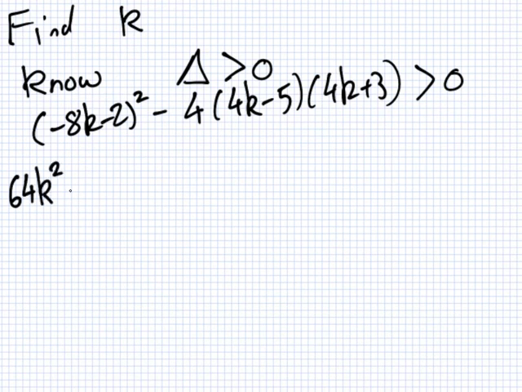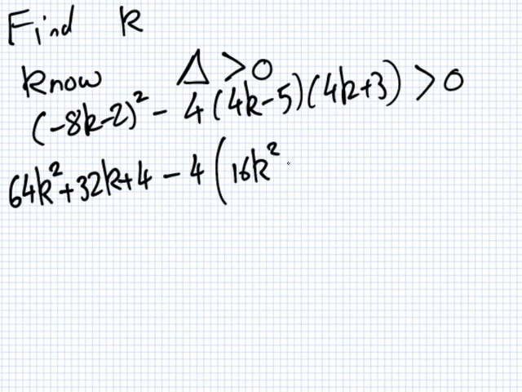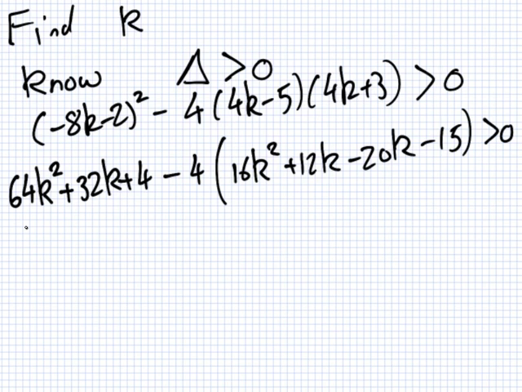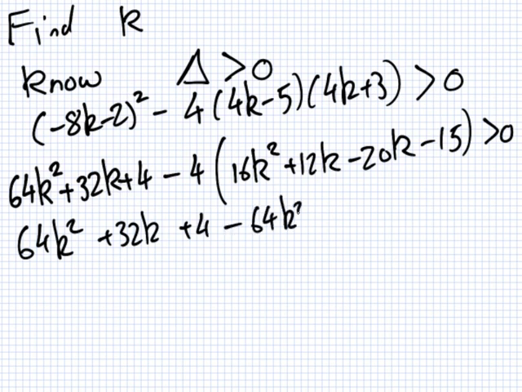64k squared plus 32k plus 4, minus 4, and then opening this up, 16k squared, and then I'll go with this one next, plus 12k, minus 8 in total, minus 15, bigger than 0. So we get 64k squared plus 32k plus 4 minus 64k squared. Together, these make minus 8 by minus 4 plus 30.